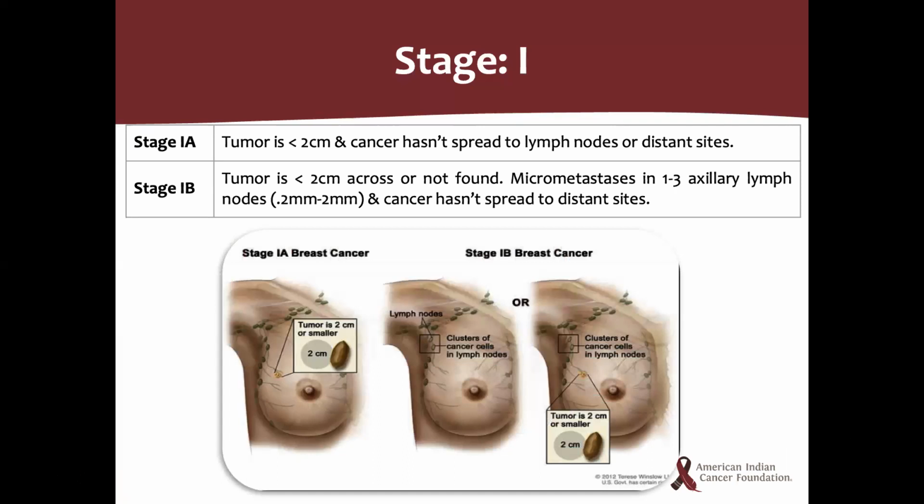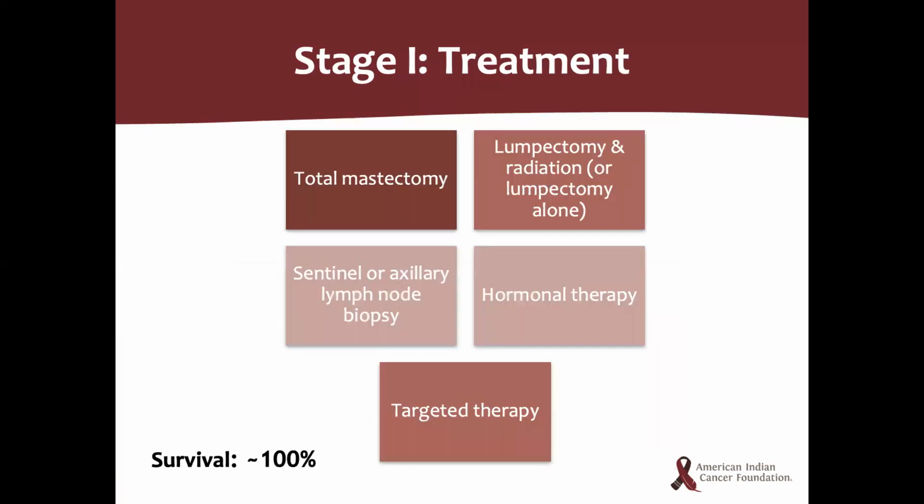The axillary lymph nodes are those in the armpit and show where the tumor may or may not be found. So treatment for stage 1 breast cancer is similar to stage 0 treatment. The options still include that total mastectomy, lumpectomy, and or radiation and the hormonal therapy. But stage 1 may add in a sentinel or axillary lymph node biopsy.